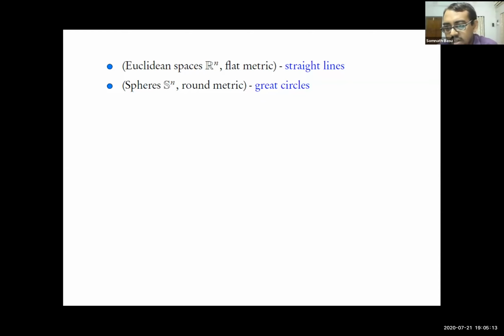It's called a round metric because the curvature is everywhere the same and it's positive. It's actually 1 over r squared. And the geodesics on the spheres are nothing but great circles or parts of great circles. And we already know that from our experience in traveling around the globe, that the plane tends to take the arc along a great circle, typically when you try to fly from point A to point B.